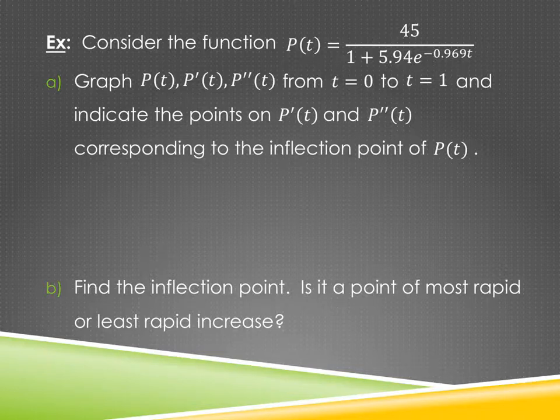And let's look at what the question actually asks us. It says to graph P of t, P prime of t, and P double prime of t from t equals 0 to t equals 1. Indicate the points on P prime and P double prime that correspond to the inflection point of P. So this graph we know is going to be a logistic graph. And it wants us to graph this between t equals 0 and t equals 1. So I can make my window go from 0 to 1.